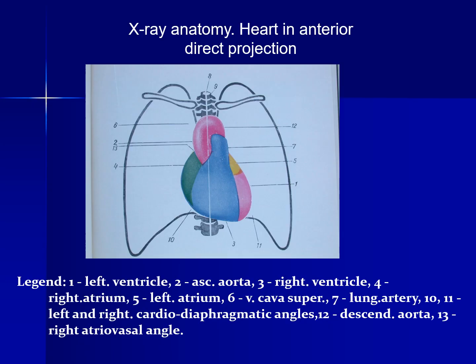Here is X-ray anatomy of the heart in anterior direct projection. What do we see? Here we see the left ventricle, left atrium, pulmonary artery, descending part of the aorta. What is on the right side? Ascending aorta, right atrium. The right ventricle will not go to the contour of the heart in direct view in the norm.